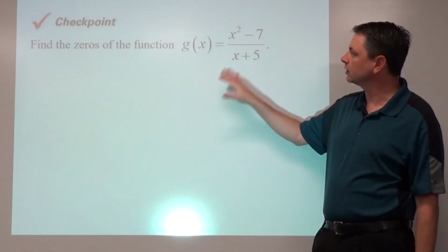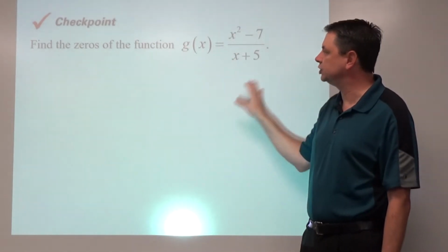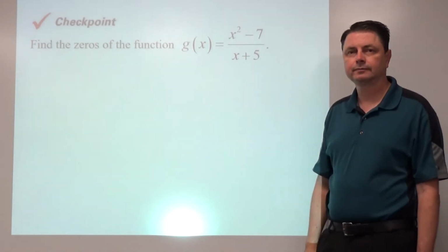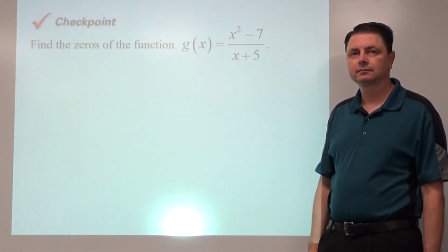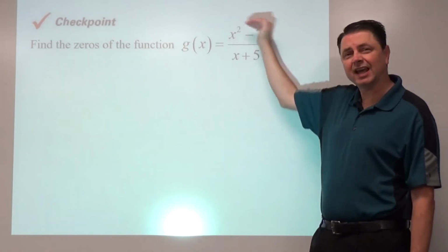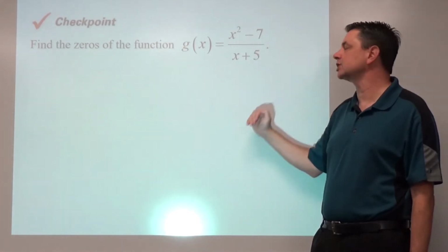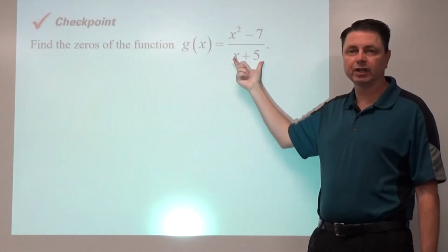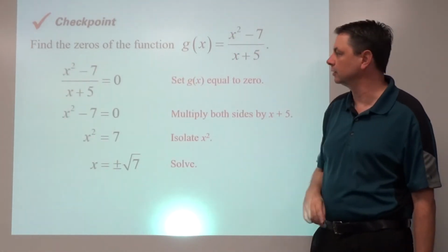All right, checkpoint. Go ahead and find the zeros of g of x. Pause here. Resume shortly. All right. In terms of this being a rational function, being a fraction, zeros come from the numerator, not from the denominator.